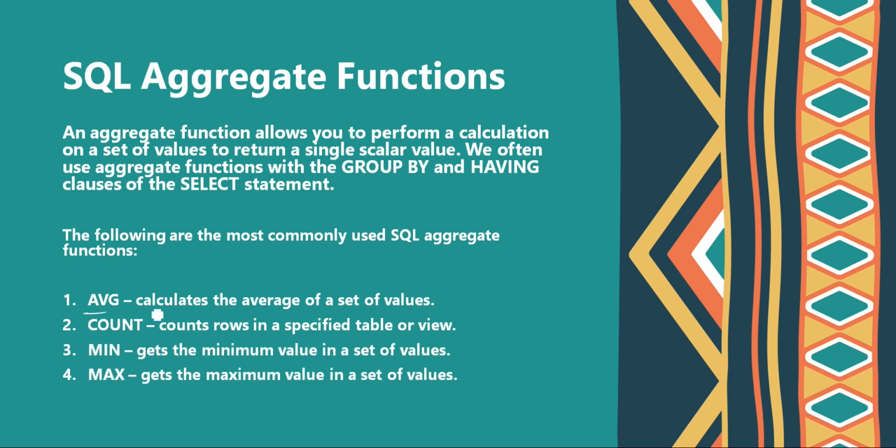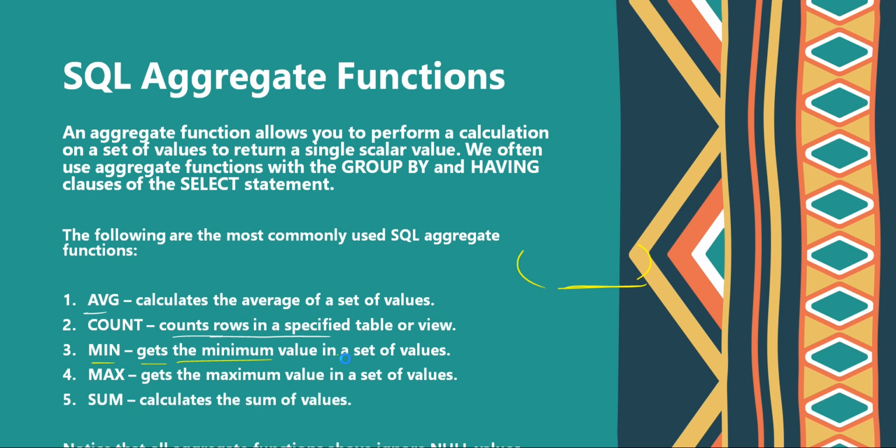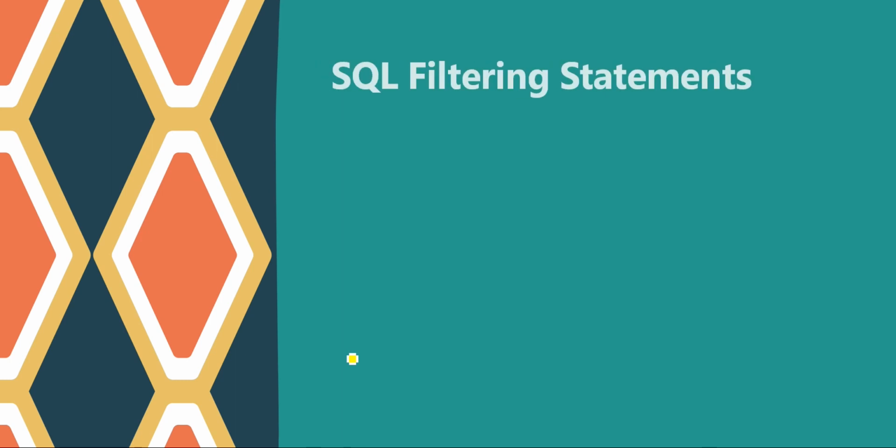So here we have average. Average calculates the average of a set of values. Count counts the number of rows basically. And then minimum is going to get the minimum value, whatever the column I specify here, the minimum value of that column is going to be printed. Same as maximum, sum, all of these are termed as aggregate functions.